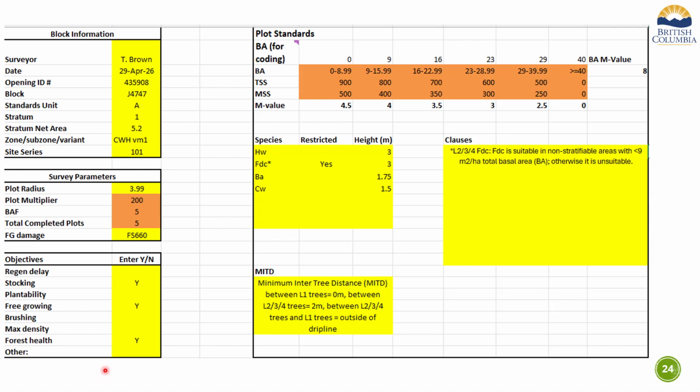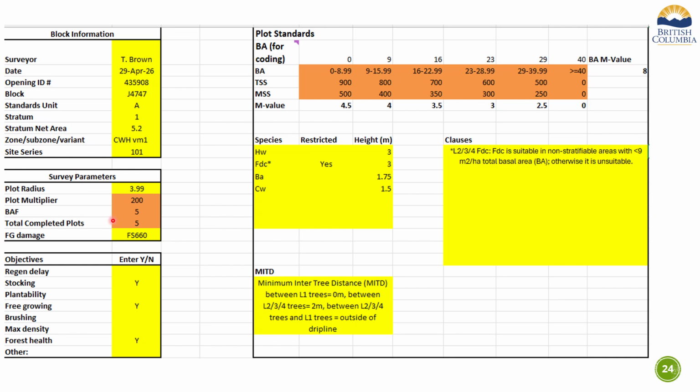I'm going to pretend like I'm surveying a 5.2 hectare zonal SU in the CWH VM1 that was an old growth cedar hemlock stand pre-harvest. So I enter in my block information, same as normal. For survey parameters, I'm going to go with a 3.99 meter radius plot. The basal area isn't too high or variable, so that's reasonable and it's faster than a 5.64.